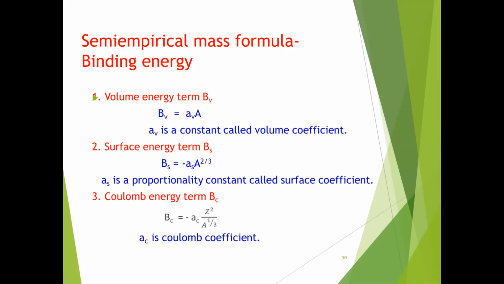Bc. So, the Coulomb energy Bc, this term reduces the binding energy, so it is a negative term, due to long-range Coulomb repulsion among the protons. You know, the radius is capital R and the atomic number is Z, a uniformly charged sphere with constant charge density rho. Therefore, we get the Coulomb energy term Bc as minus AC Z squared by A to the power of 1 by 3, where AC is the Coulomb coefficient.